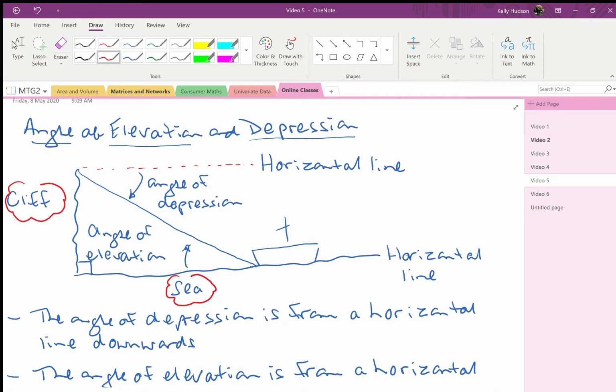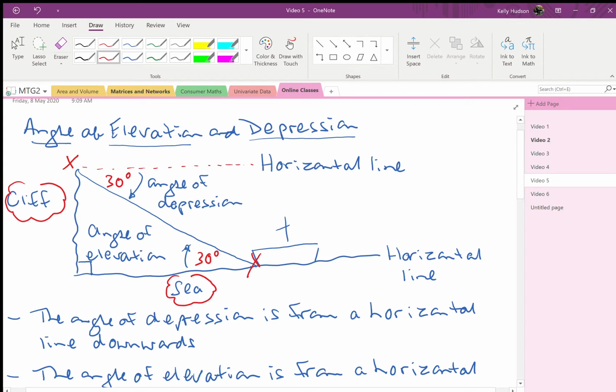Now, the angle of depression is from the person on top of the cliff looking down at the boat from the horizontal line, and the angle of depression will be, say, 30 degrees. The other angle is for a person on the boat looking upwards, and the angle of elevation from the person on the boat looking up the top of the cliff will also be equal to 30 degrees. So from the horizontal going downwards, I get the angle of depression, and from the horizontal line going upwards, I get an angle of elevation.